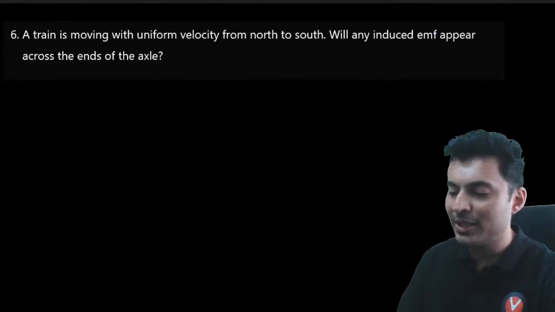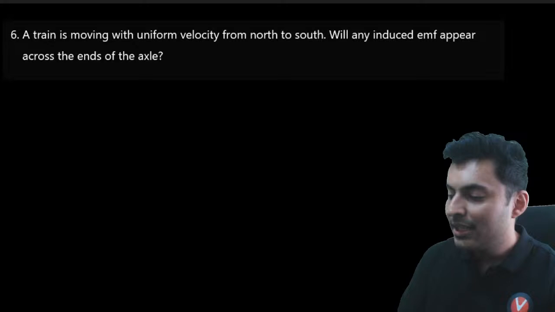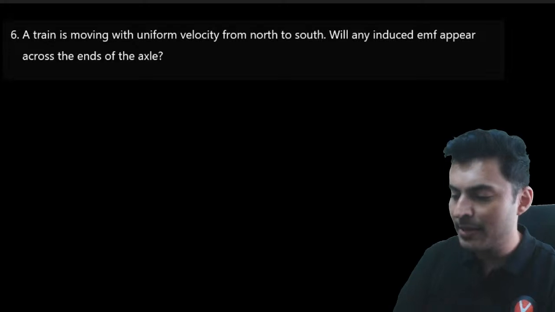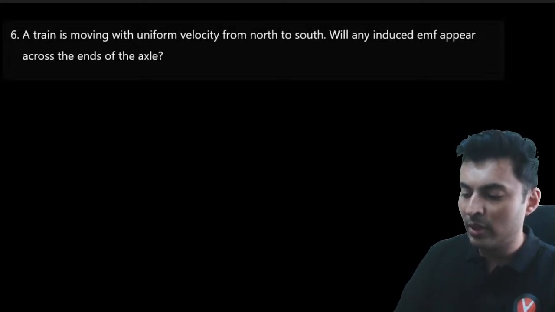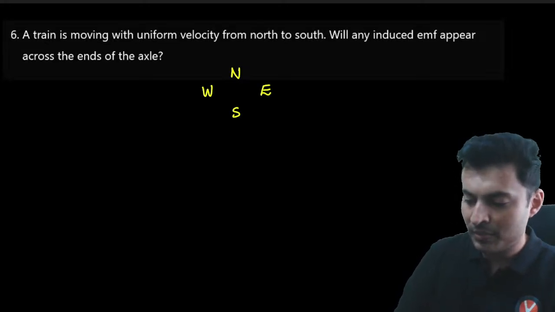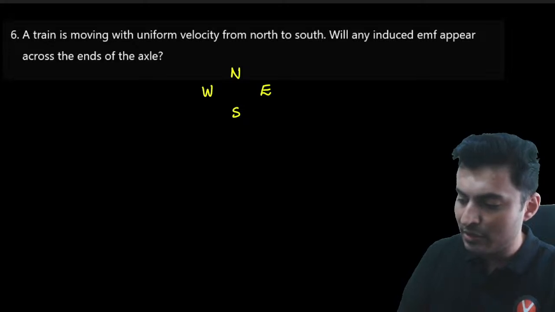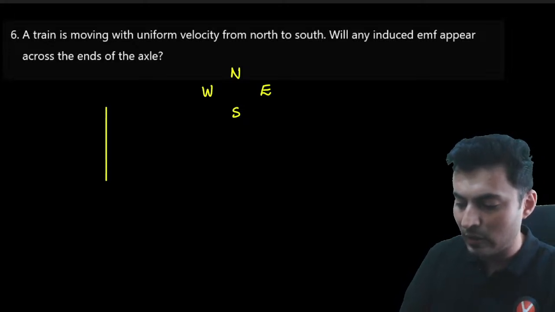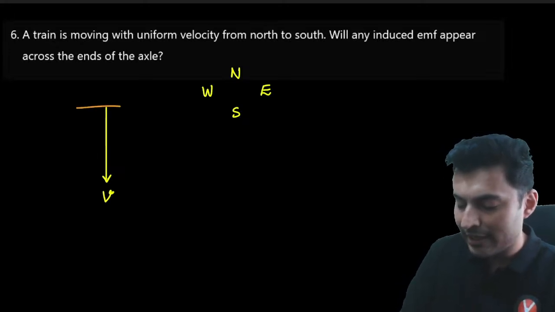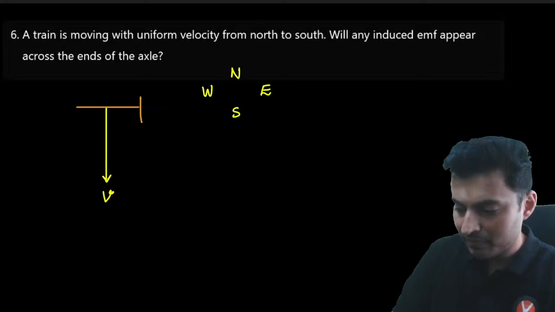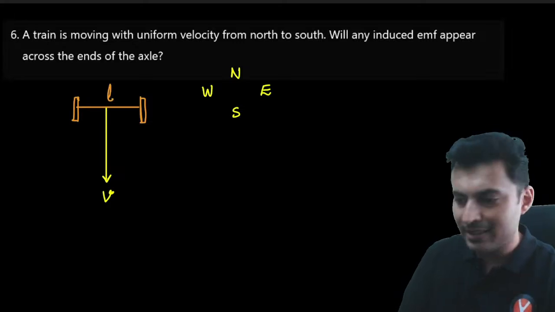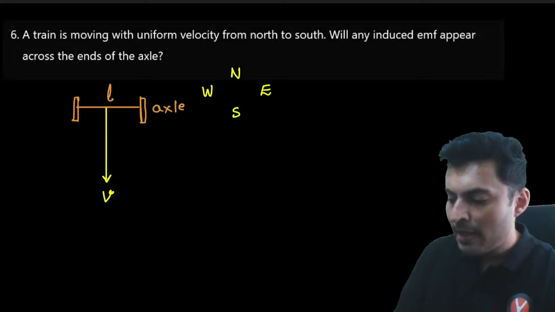A train is going with uniform velocity from north to south. Will any induced EMF appear on the ends of the axle? The answer is, let's see. If the train is going with uniform velocity, this is north, this is south, this is east, this is west. So, if the train is going from north to south, this is how the velocity will be. The axle of the train will be like this. This is the length of that axle.